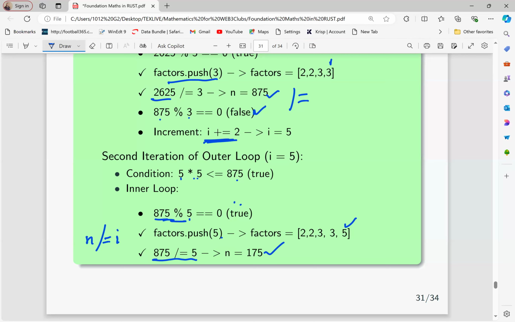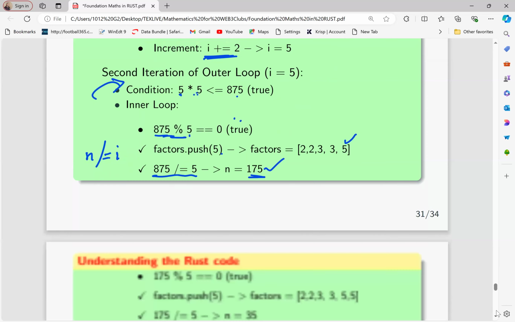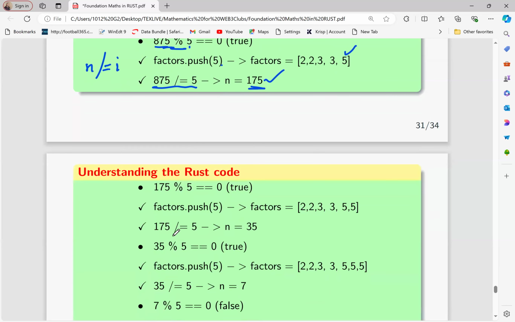Once you get this, you go back to this condition, check whether 5 times 5 is less than this. You find that is true. If that is true, now check if 5 can divide this number. That is again true. So 5 again, push it to be a factor. So again, we have another factor, 5. Our new n, the old n divided by.